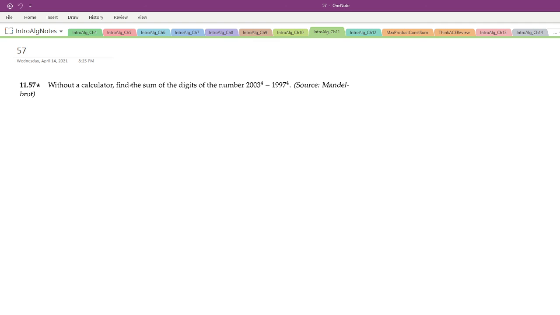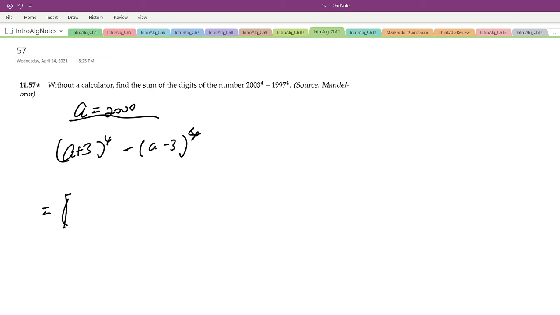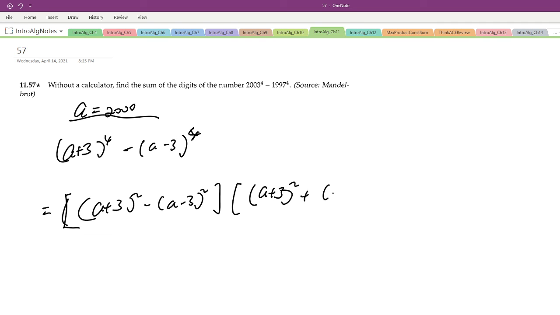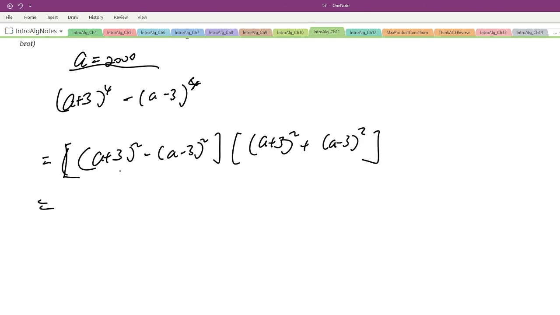Okay, so the last one is, without a calculator, find the sum of the digits of the number. Okay, let's say a equals 2000. Same thing, right? We need to try to fully use the difference of the square. So we have a plus 3 to the 4th minus a minus 3 to the 4. Then using the difference of the square, it is a plus 3 of the square minus a minus 3 of the square times a plus 3 of the square plus a minus 3 of the square. Then this one is equal to 6 times 2a.